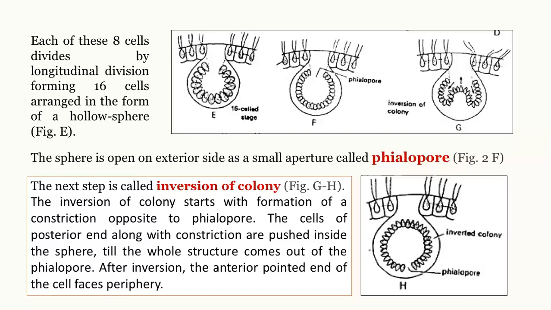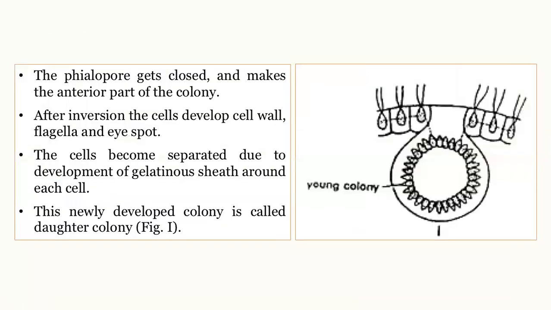Now, gradually, the colony will start inverting through the phylopore in such a way that the anterior end of each individual cell will now face the periphery of the colony. Gradually, once the inversion is over, the phylopore gets closed up to form a complete sphere. So the phylopore gets closed, you can see here, and this is a young colony.